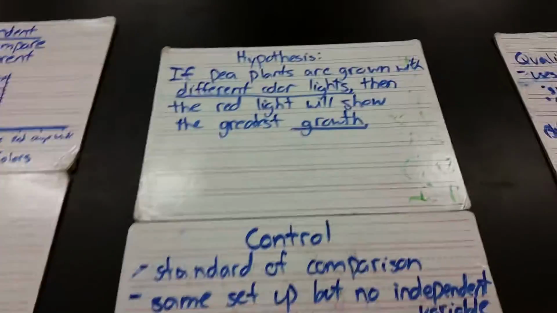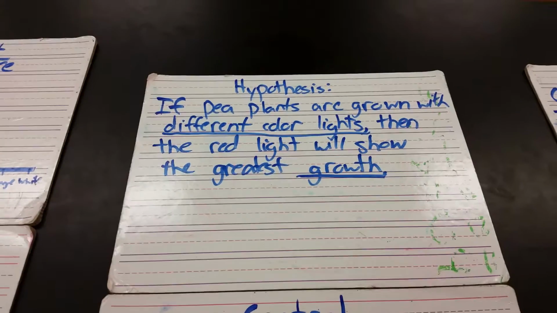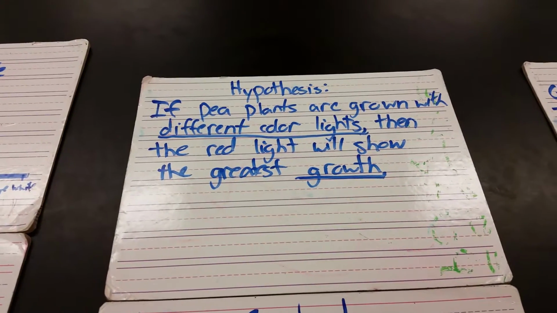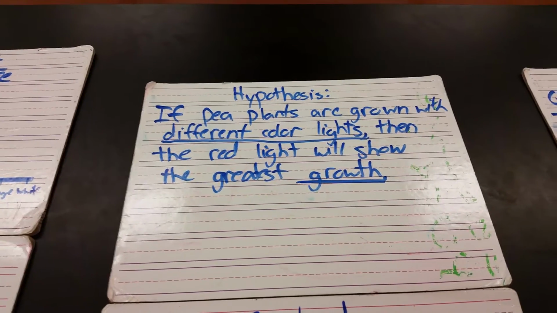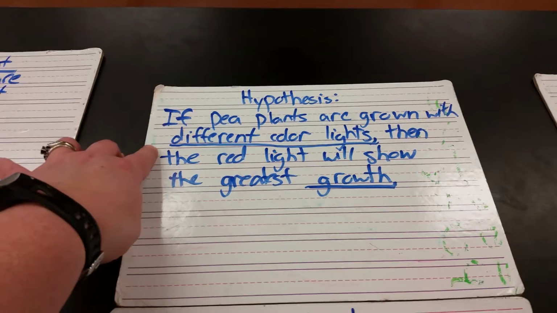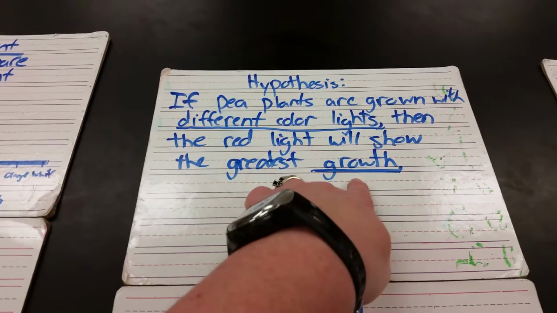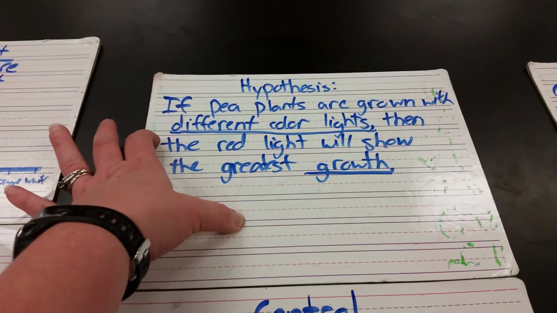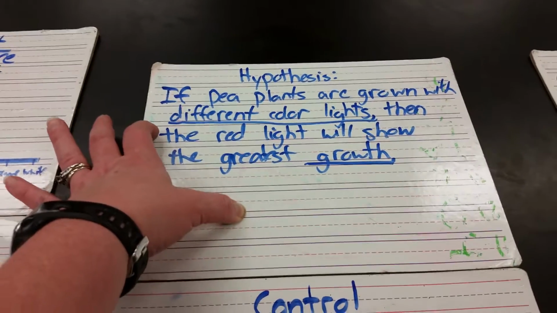Now, I know my variables, so now I need to make a hypothesis. So if pea plants are grown with different colors of light, then the red light will grow the greatest, or will show the greatest growth. So I underlined different colors of light. That's my independent variable. And then growth is my dependent variable. So your hypothesis should contain words from your independent and dependent variables.